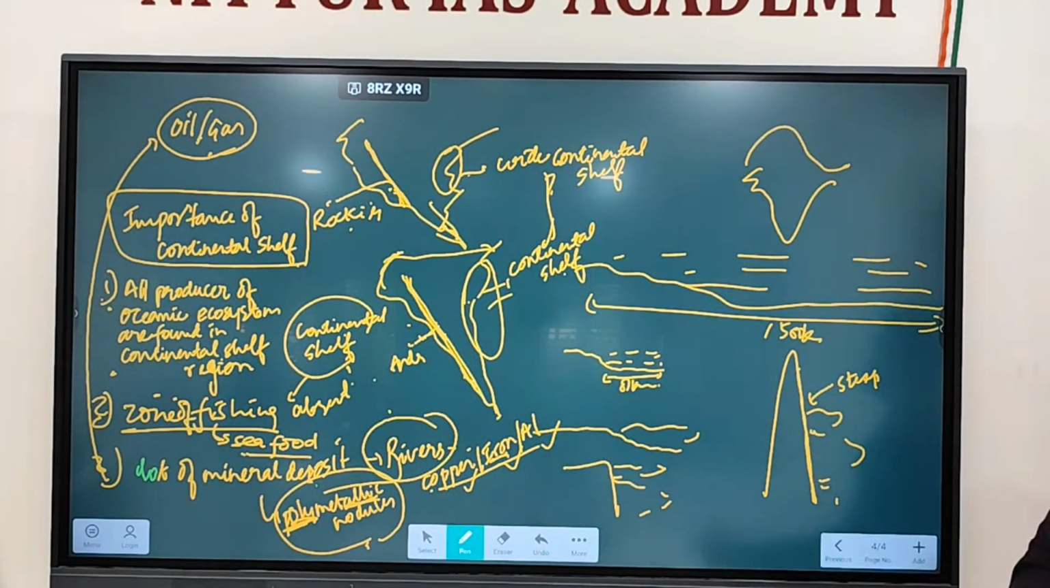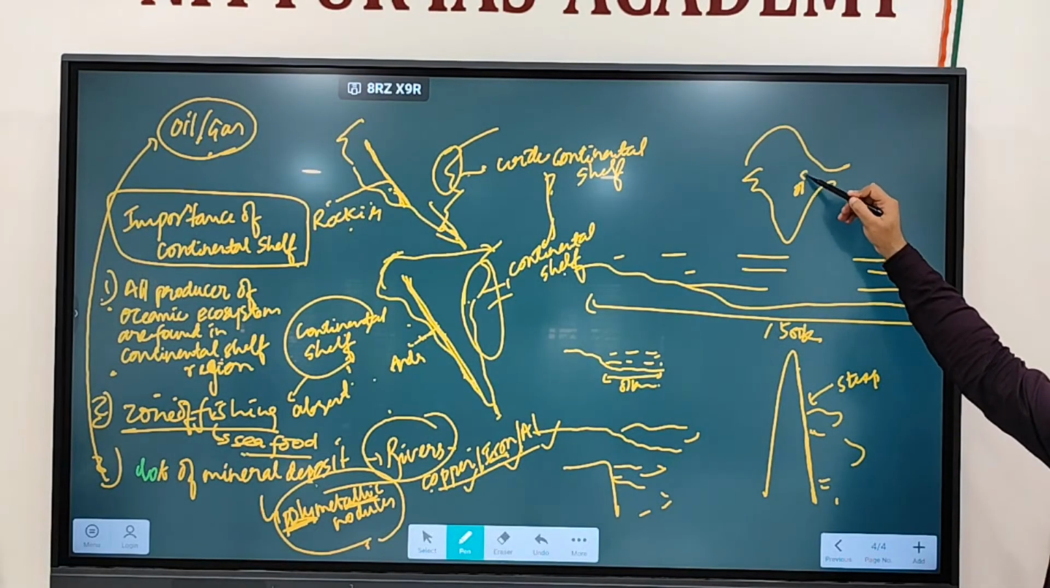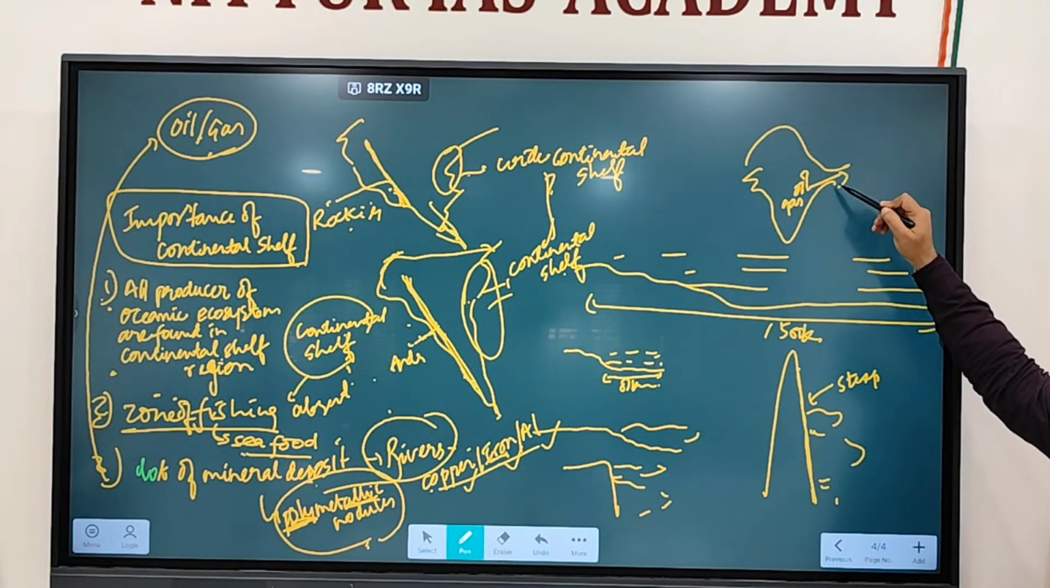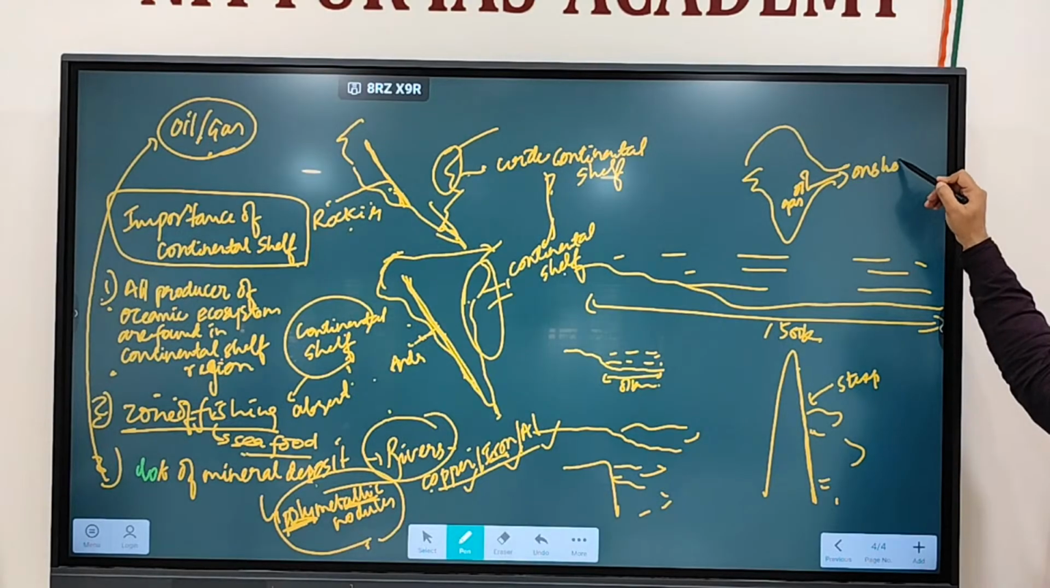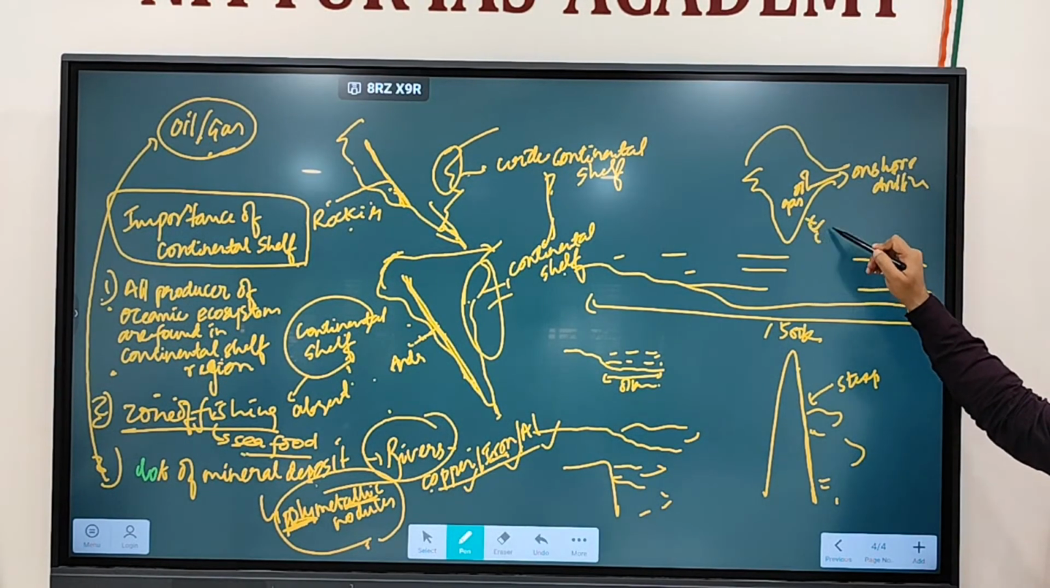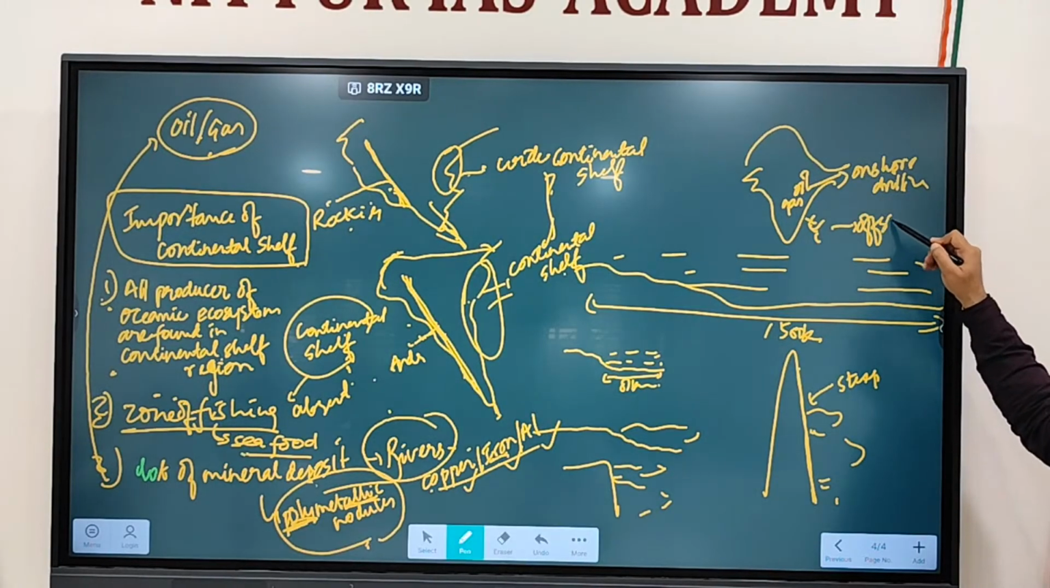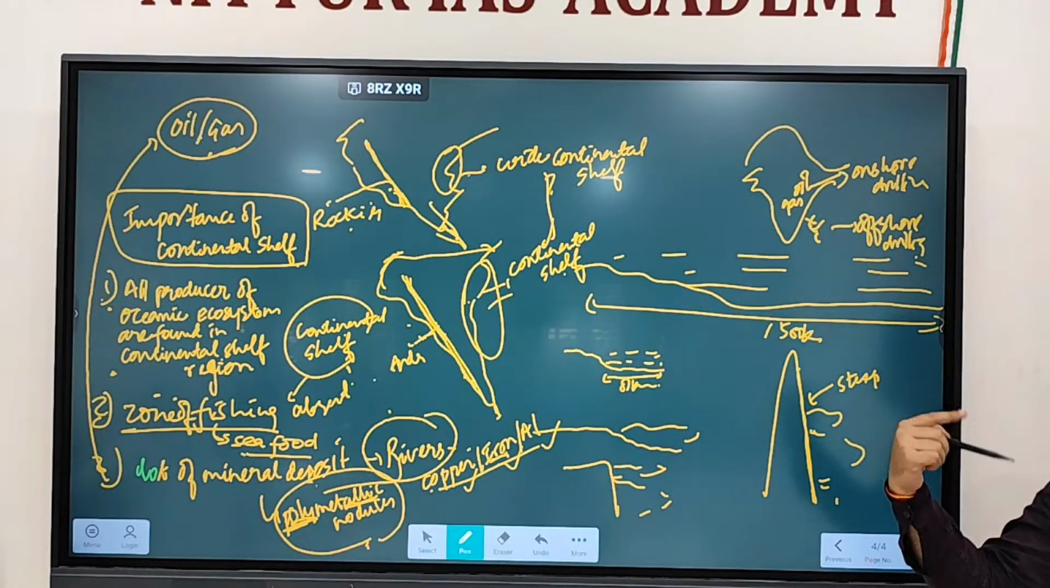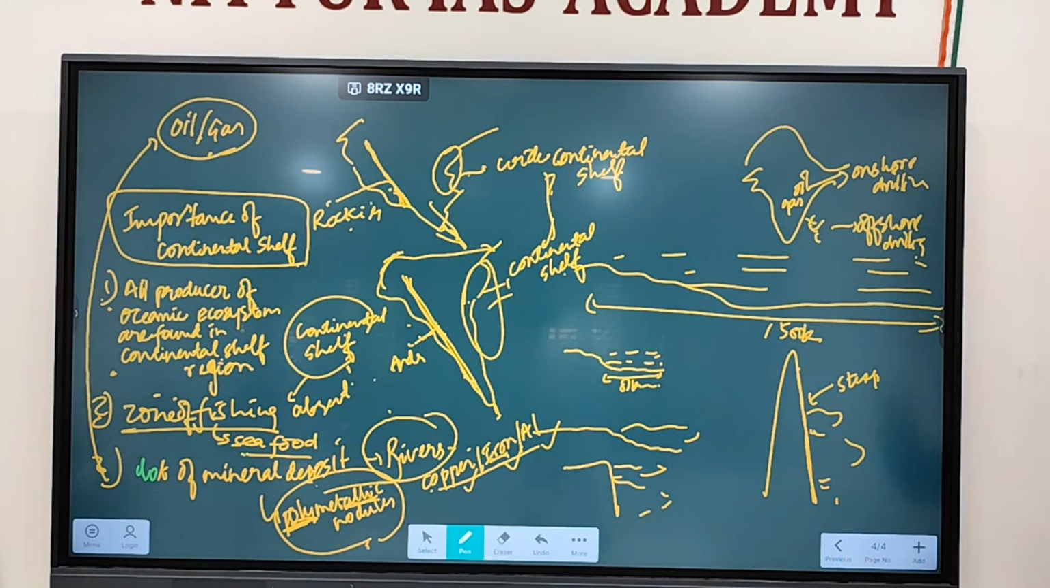When you are trying to explore things on the land, when you are trying to find oil and gas on the land, it is called onshore drilling. And when you are doing it in the ocean, it is called offshore drilling. So you have two concepts, onshore and offshore. When you extract oil from the oceans or continental shelf region, it is offshore drilling.